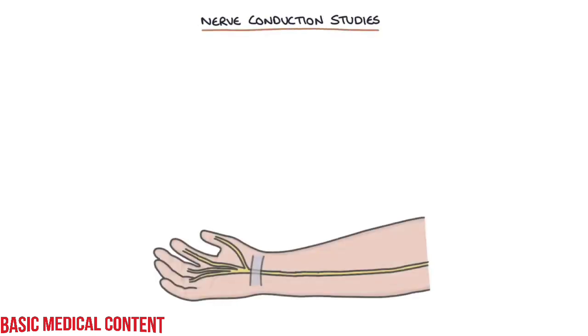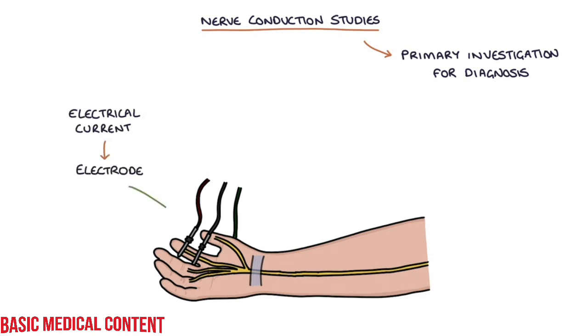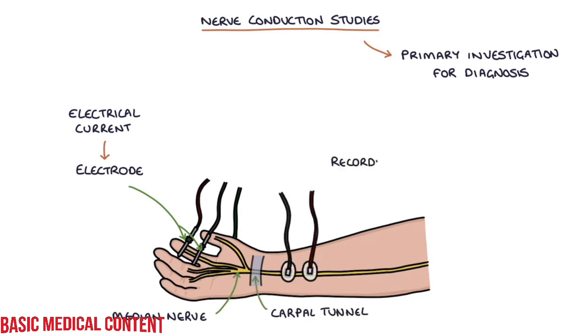Next, let's talk about nerve conduction studies. Nerve conduction studies are the primary investigation for establishing the diagnosis. A small electrical current is applied by an electrode or nerve stimulator to the median nerve on one side of the carpal tunnel. Recording electrodes over the median nerve on the other side of the carpal tunnel record the electrical current that reaches them, and this demonstrates how well the signals are passing through the carpal tunnel along the median nerve.